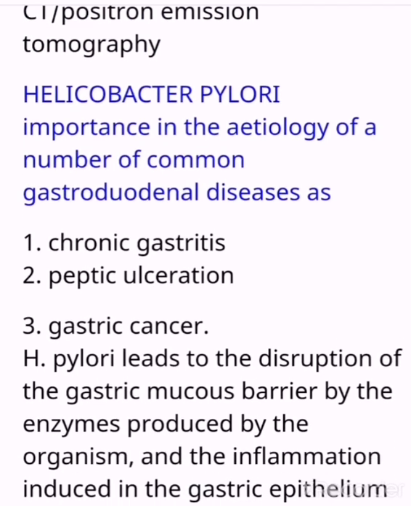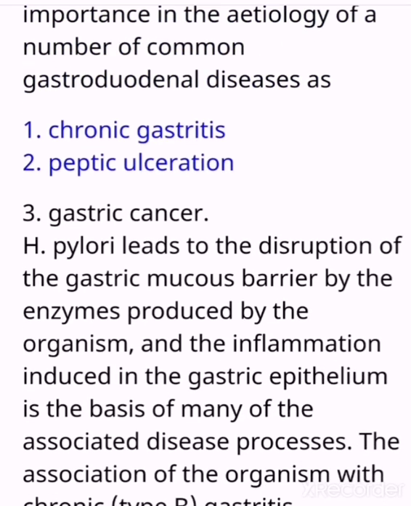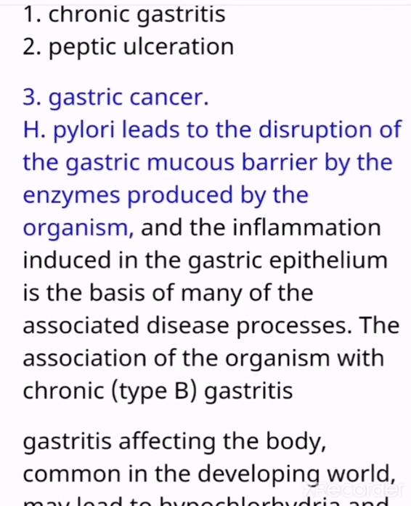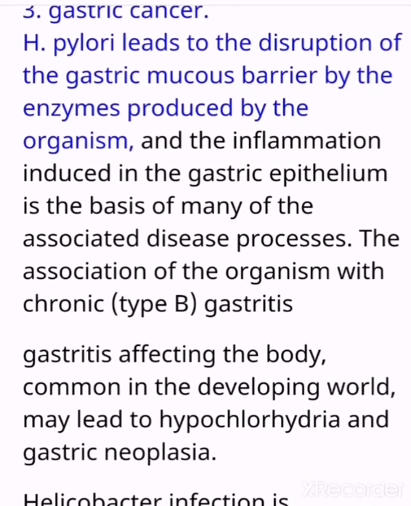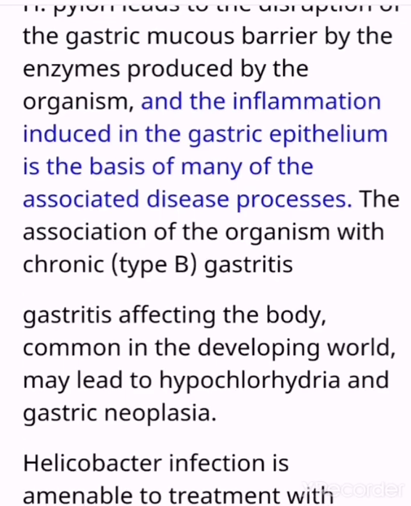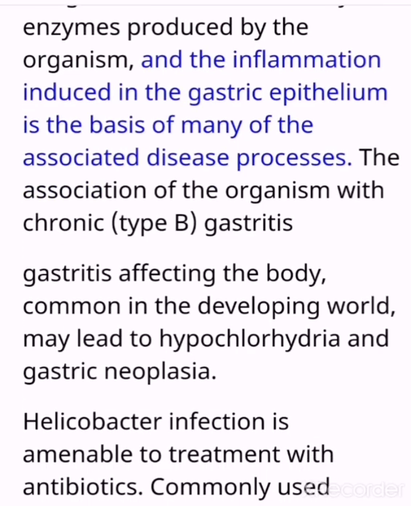Helicobacter pylori. It is important in the etiology of a number of common gastroduodenal diseases, such as: 1. Chronic gastritis. 2. Peptic ulceration. 3. Gastric cancer. H. pylori leads to the disruption of the gastric mucus barrier by the enzymes produced by the organism, and the inflammation induced in the gastric epithelium is the basis of many of the associated disease processes.